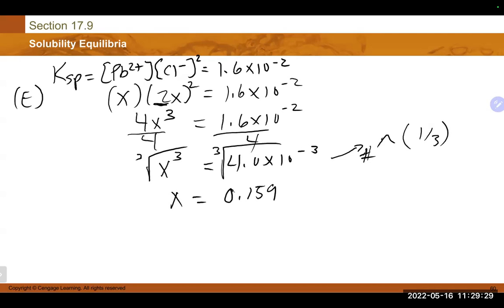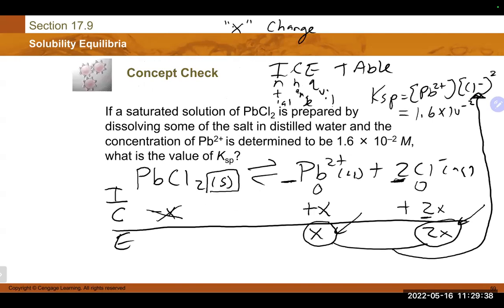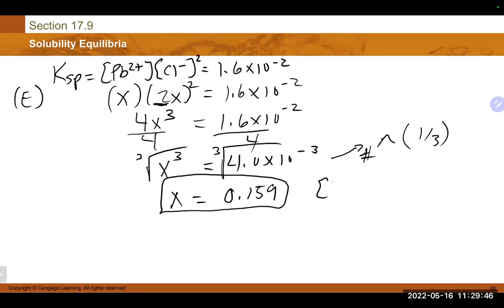At this point, what does this x represent? This x represents what is in the table. So for us, that would mean that our lead concentration at equilibrium equals x. So the concentration of lead at equilibrium equals x, which means it equals 0.159 molar.